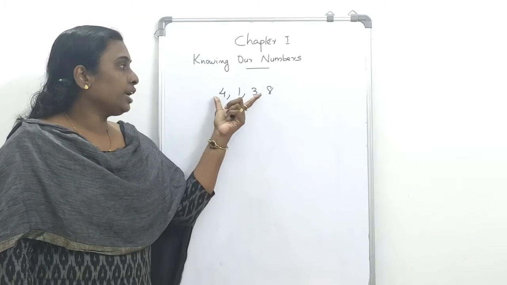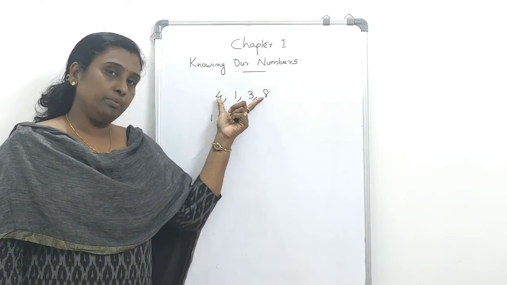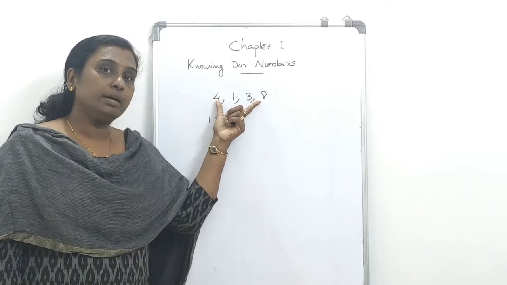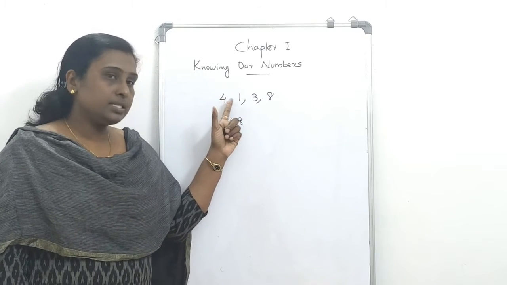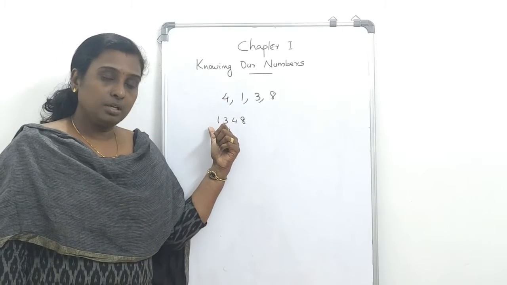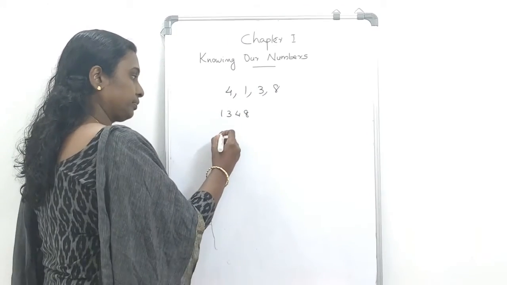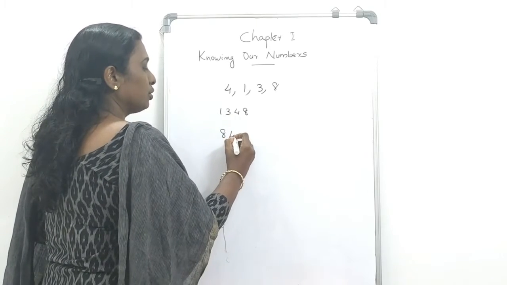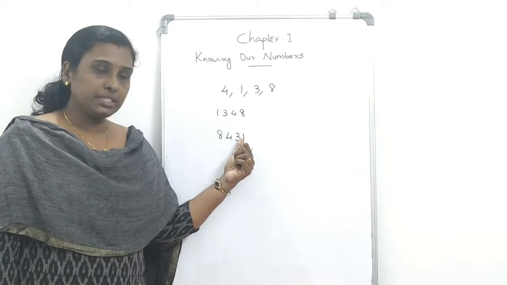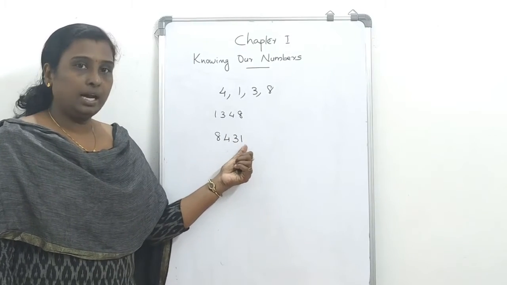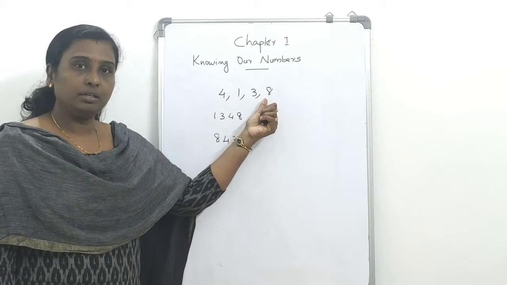Then, similarly, we can find the greatest 4-digit number. The greatest 4-digit number is obtained by arranging these digits in descending order. Descending order means arranging the numbers from largest to smallest. Here the largest digit is 8. Second largest is 4. Then 3, then 1. So 8431 is the largest 4-digit number from these given digits. Okay, got it?